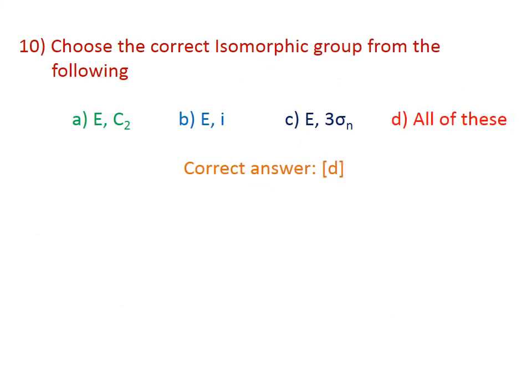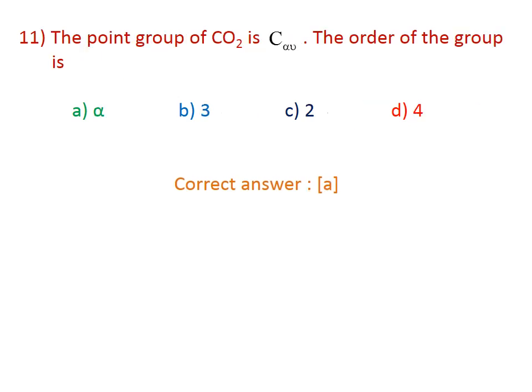Question number 10. Choose the correct isomorphic group from the following: A, EC2; B, EI; C, E sigma n; and all of these. The correct answer is all of these. All are isomorphic groups, and here the order is the same and there is a possibility for one-to-one correspondence. Therefore, these three groups are isomorphic groups. EC2, EI, E sigma n are isomorphic groups.